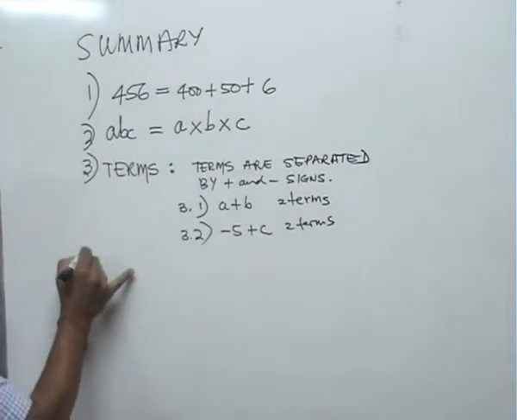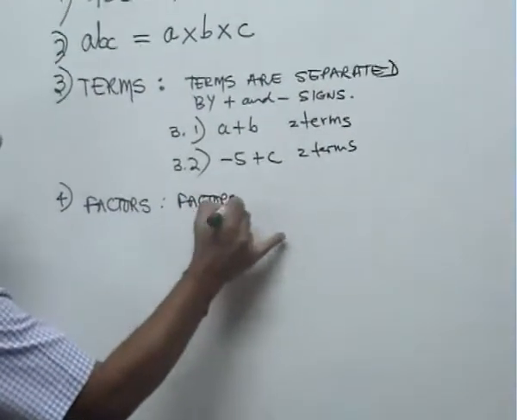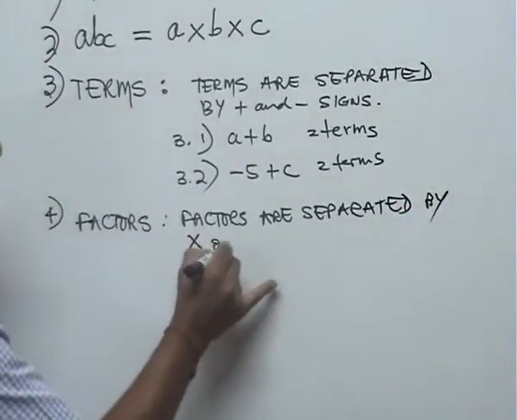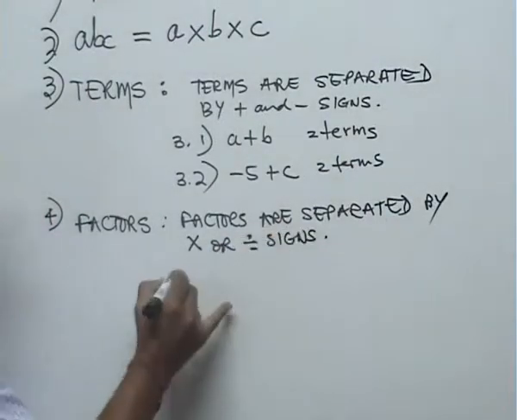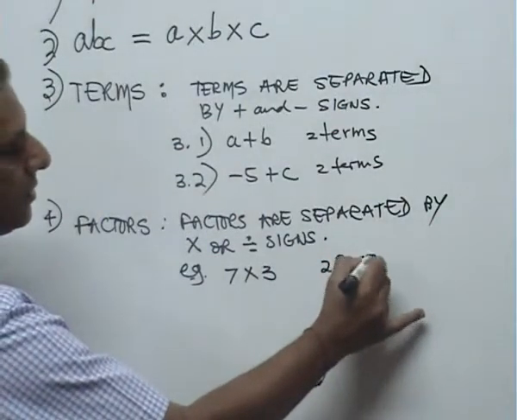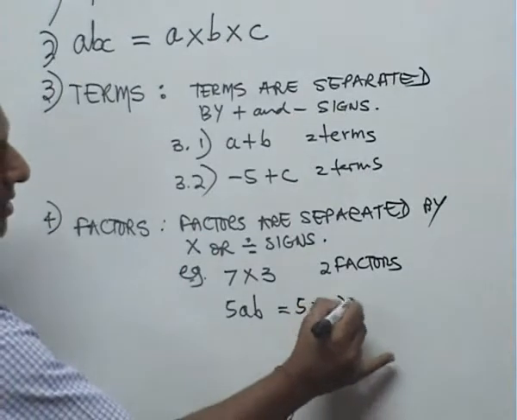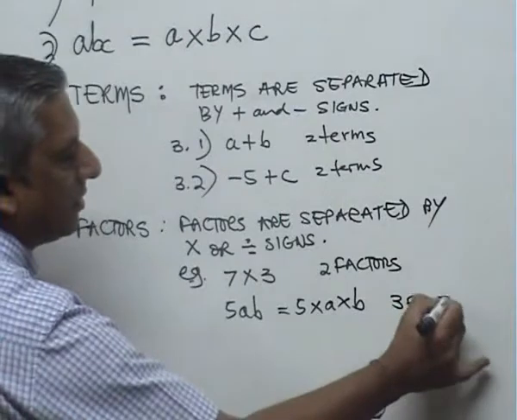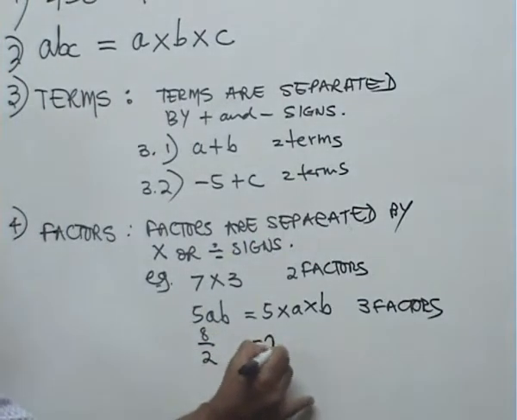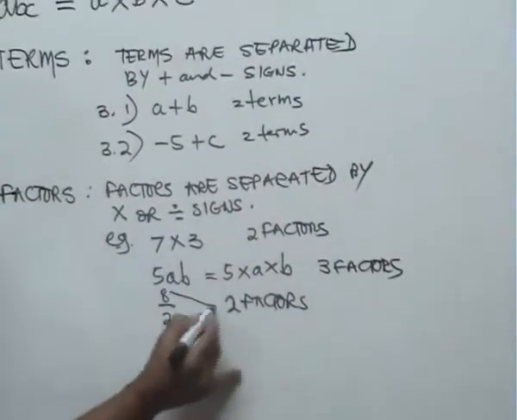Then we moved on to factors. And we said that factors are separated by multiplication or division signs. For example, 7 times 3, there's two factors. And 5AB really means 5 times A times B. Therefore, there are three factors here. Even an example like 8 divided by 2 will give you two factors. 8 divided by 2 has two factors in it, 8 and 2.